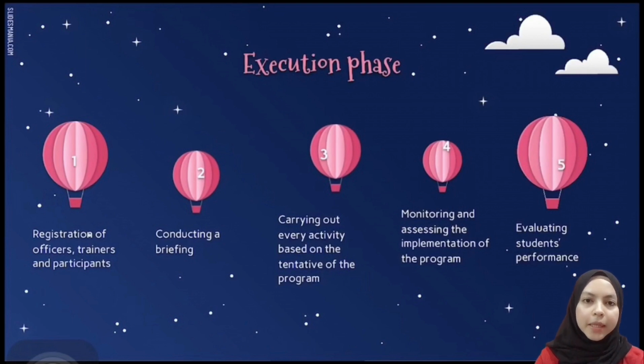The second one is conducting a briefing. Briefing is needed for students and also teachers to know the tentative of the activity. Next is carrying out every activity based on the tentative of the program. This is important to make sure the flow of the activities is on track to avoid inconvenient feelings for students and teachers. So during the execution, we also need to monitor and assess the implementation of the program. And the last one is evaluating students' performance by monitoring their progress while doing the activity.